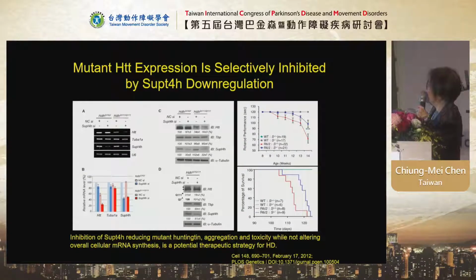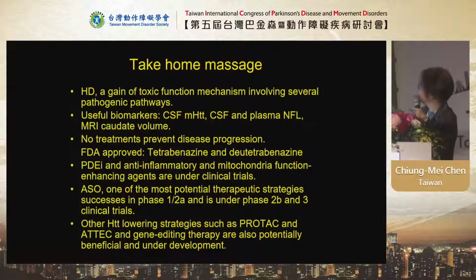They also show depletion of SUPT4H improved phenotype and survival of R6/2 HD mice. Therefore, inhibition of SUPT4H, reducing mutant huntingtin aggregation and toxicity while not altering overall cellular messenger RNA, is a potential therapeutic strategy for Huntington disease, but they have not yet developed any molecule for clinical trial.